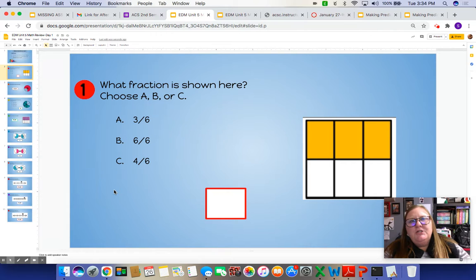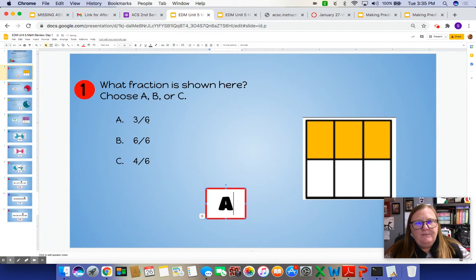What fraction is shown here? Remember, to look at a fraction, we look at the shaded pieces and then how many total pieces there are. So for this question, there are 1, 2, 3 shaded pieces, and there are a total of 1, 2, 3, 4, 5, 6 pieces altogether. So the answer should be A, 3/6.